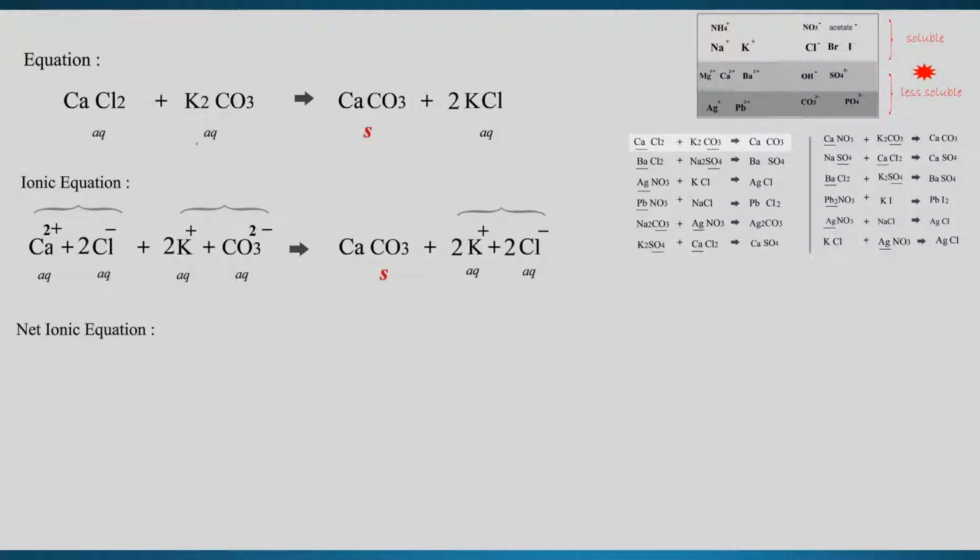And now, once you separate, you can trace back this solid. This solid comes from the calcium and carbonate, and the remaining you can just cross out. Now it forms this net ionic equation, which comes from calcium plus carbonate, form into calcium carbonate. Precipitation.